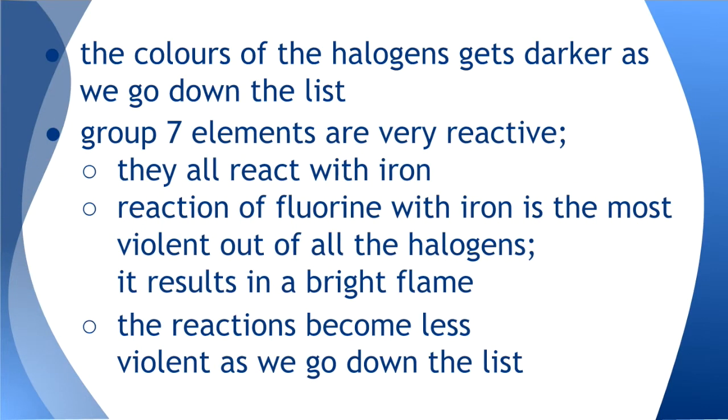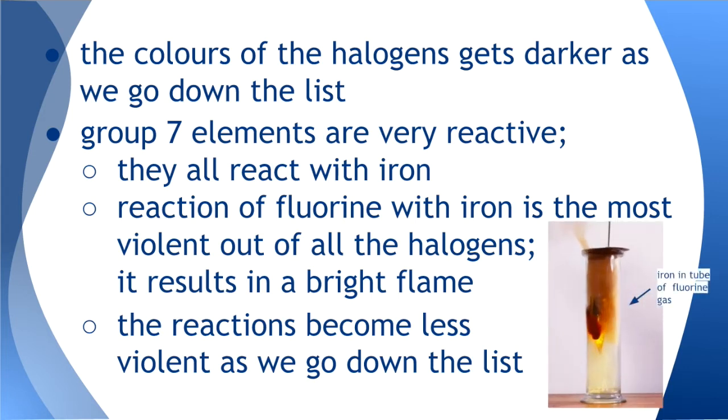The group 7 elements are very reactive, and the reactions with iron are especially interesting. The reaction of fluorine with iron is the most violent out of all the halogens because fluorine is at the top of the list and therefore a higher halogen than, let's say, iodine. The reactions become less violent as we move on to the lesser halogens.